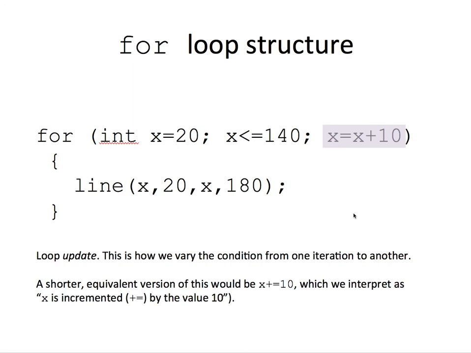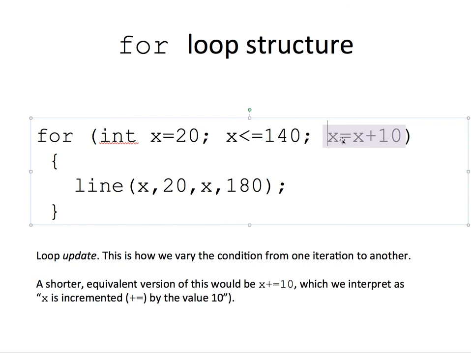So for this we need to update the counter. And this is how we vary the value of the loop counter from one iteration to the next. So this is essentially a pattern. This is the start value of the loop. This is what we need to terminate the loop, and this is what we do every time around the loop. We do the update.